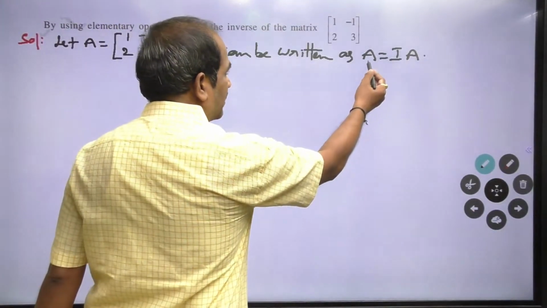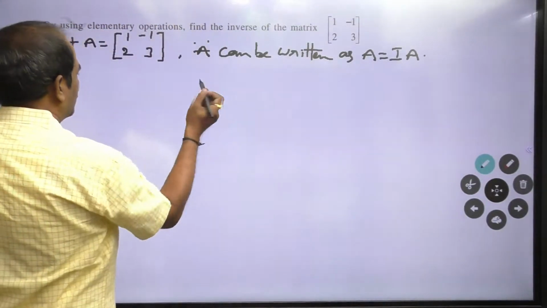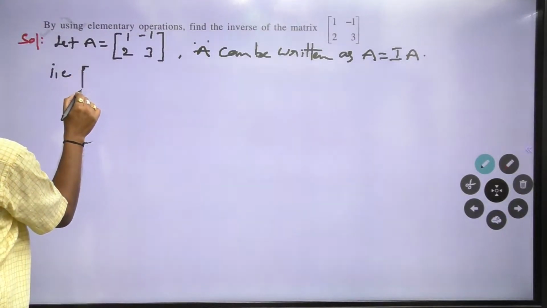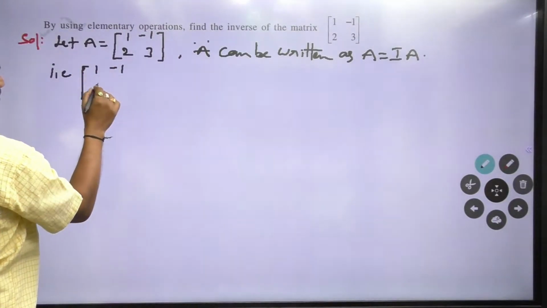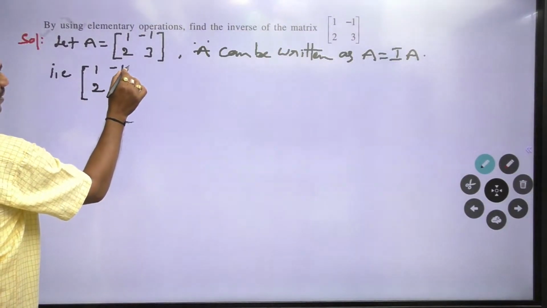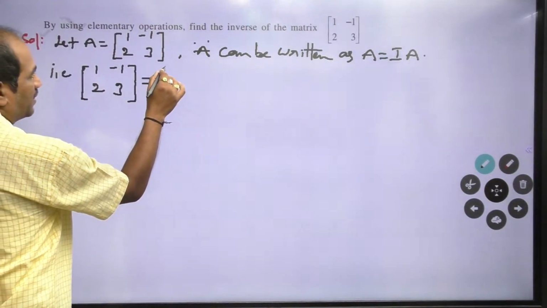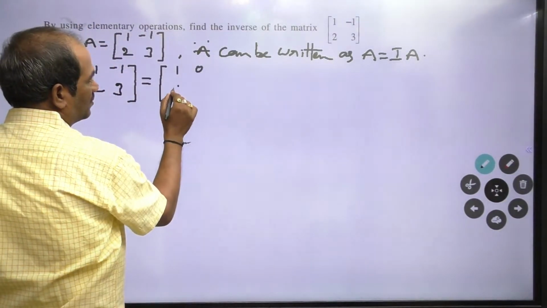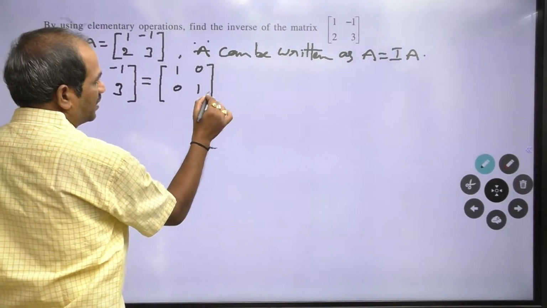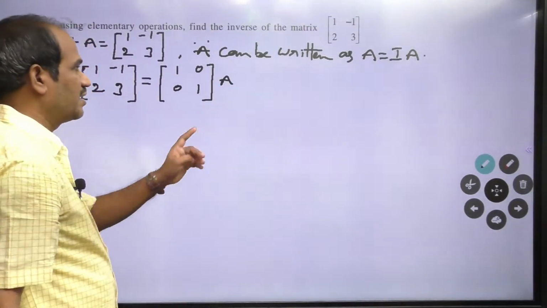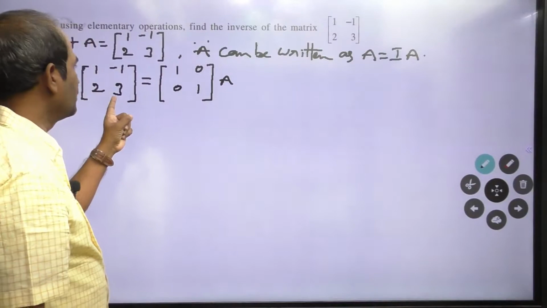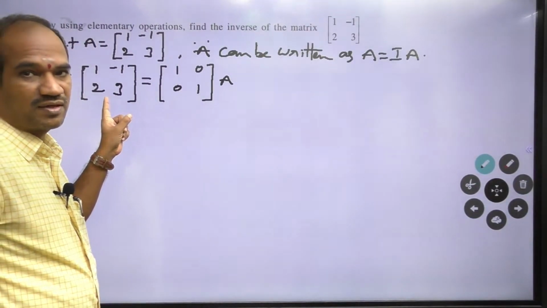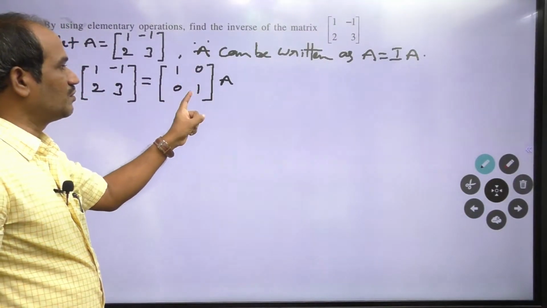Here the A matrix is 1 minus 1, 2 3, equal to the identity matrix I, which is 1 0, 0 1, into A. Don't write the A matrix there, only A. Converting this matrix into the identity matrix 1 0 0 1.